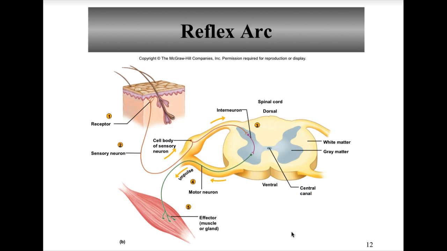A reflex arc in general is the simplest demonstration of a nerve pathway. It involves two or three neurons. You could have two or three neurons playing a role in here. It's an involuntary response, and it does not involve the brain.